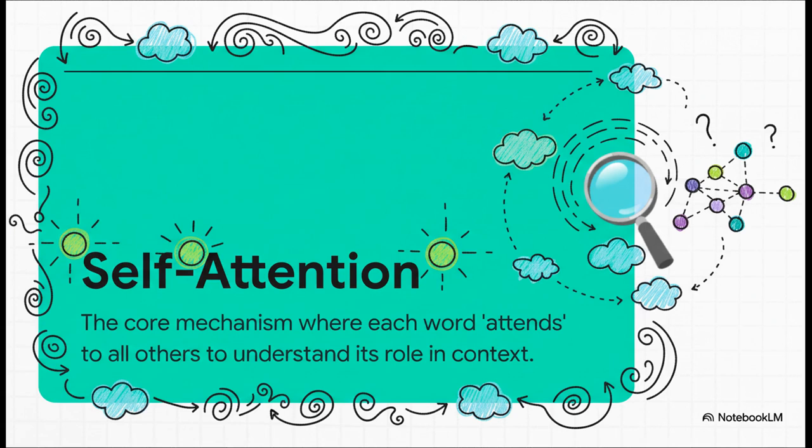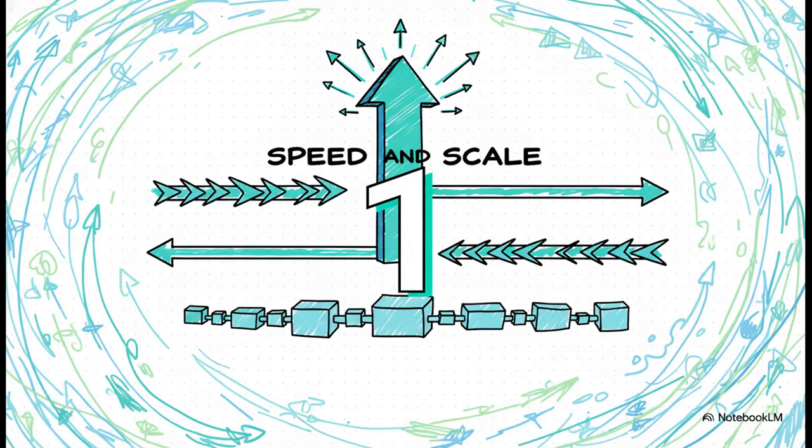It allows every single word to look at all the other words in the sentence and figure out which ones are the most important for its own meaning. It's all about understanding relationships. This new parallel approach unlocked two game-changing benefits. The first one, as you see here, is just an incredible leap in speed and scale.